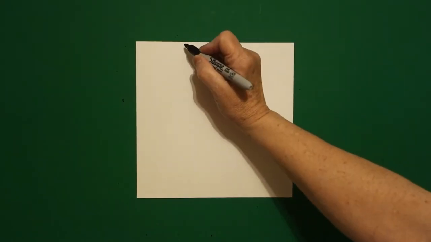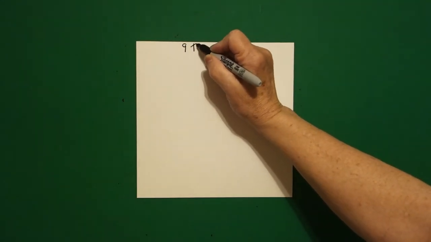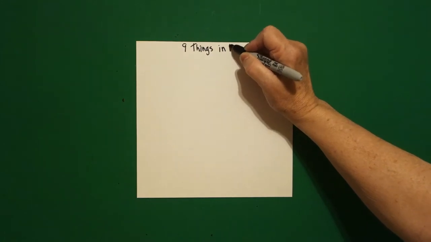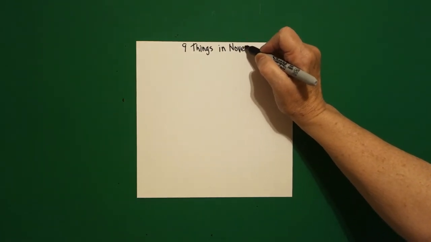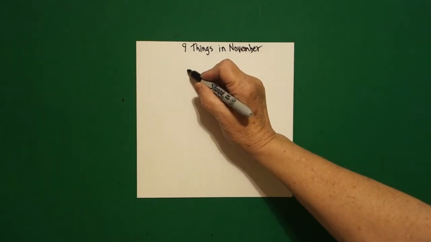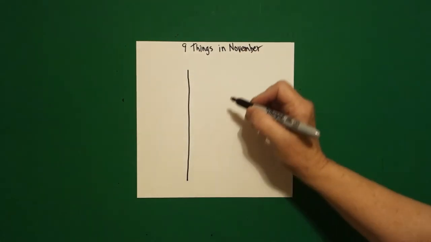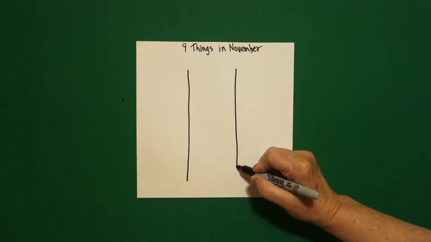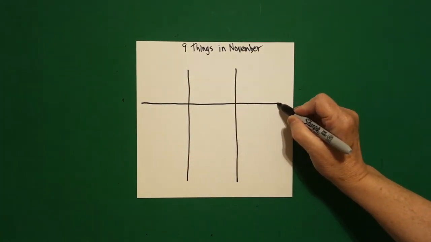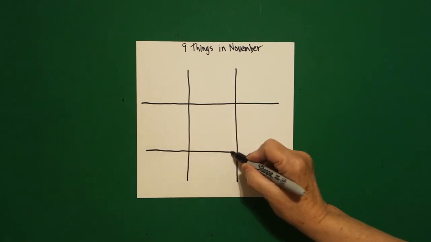Okay, let's draw. Today's project is how to draw 9 things in November. Okay, the first thing we need to do is draw our tic-tac-toe grid. 2 straight lines going down, 2 straight lines going across.